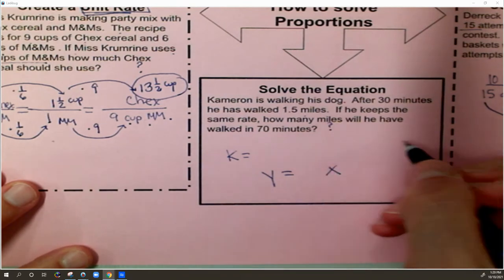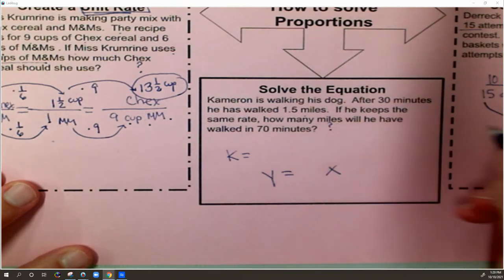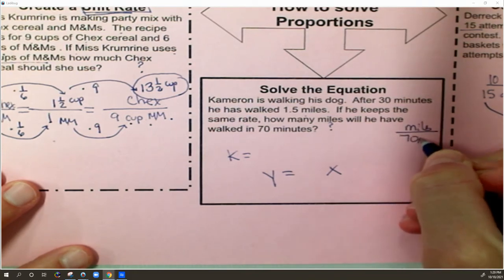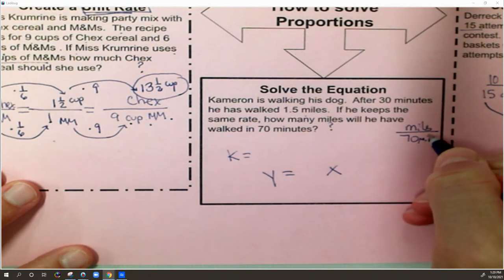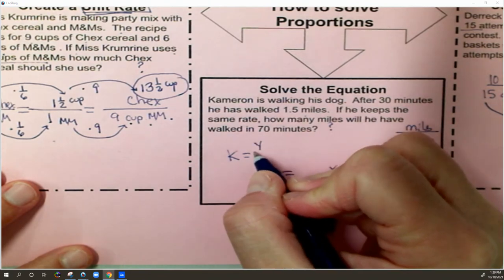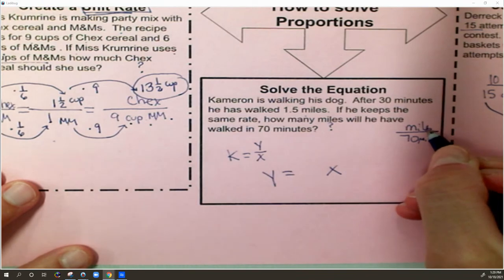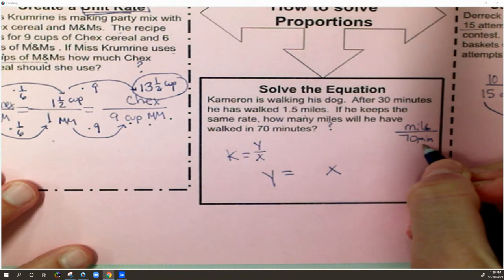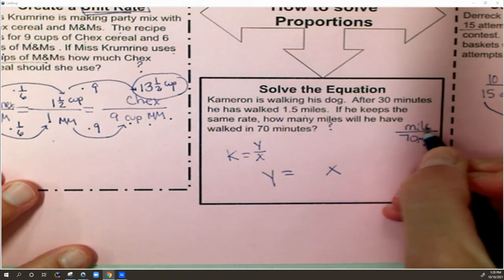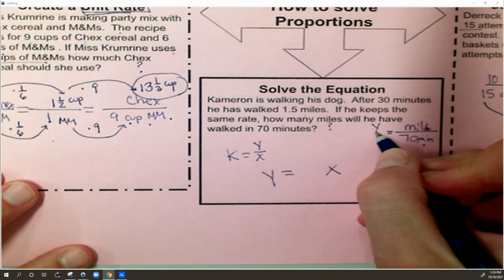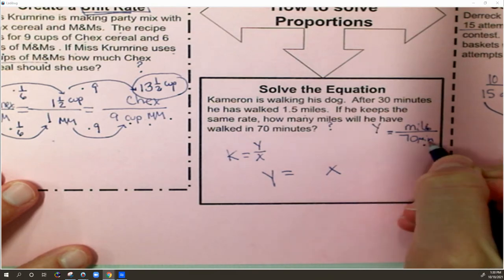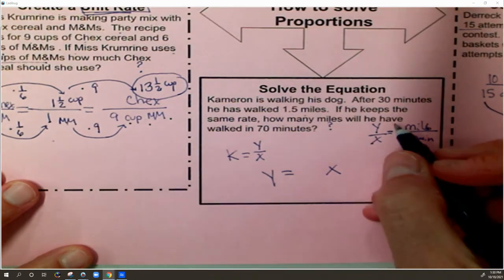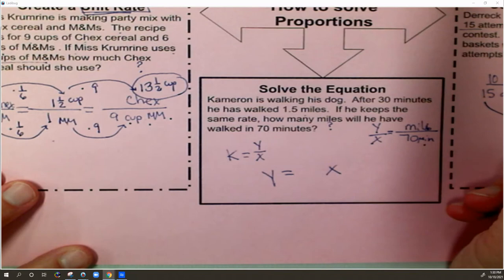But if I didn't even know that, I can write it this way. If I want to know the miles, remember how I wrote the other ones? I want to know the miles in 70 minutes. Well, if I know that the constant of proportionality is always y divided by x, and I write the thing I want to find on top over the other number on the bottom, then the miles is on the top, so miles is y, and the minutes is x because it's on the bottom. So that tells me which one's my y and which one's my x. That's one strategy for figuring it out.